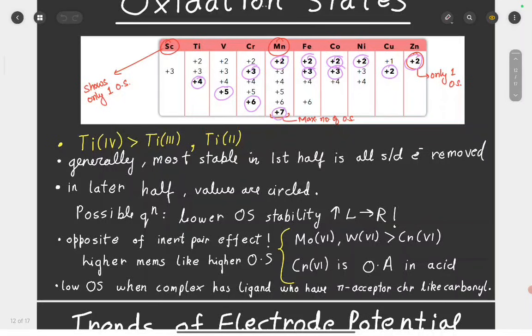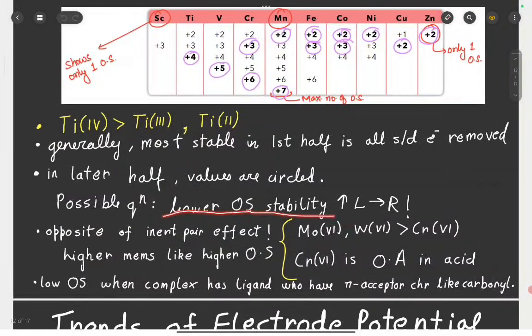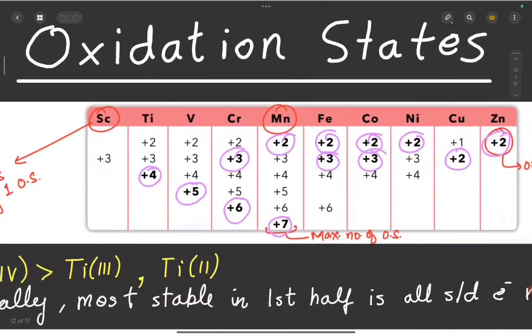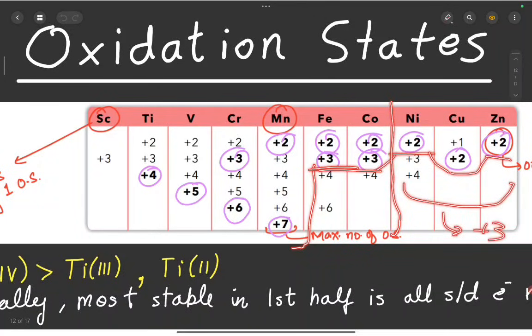Okay. Now there's a possible question here from this line. The lower oxidation state stability increases left to right. Well, this is illustrated very well using this diagram. In the first half, we are going to plus 7 oxidation state, but it jumps down to the most stable state being lower as we move on and on. And in fact, after cobalt, none of them have the guts to show even plus 3 oxidation state.